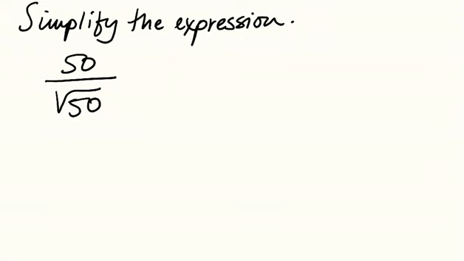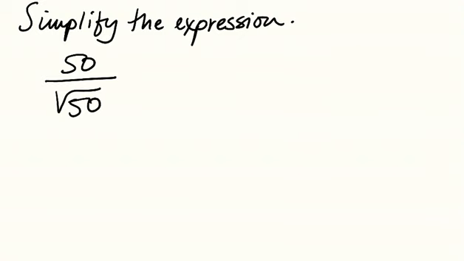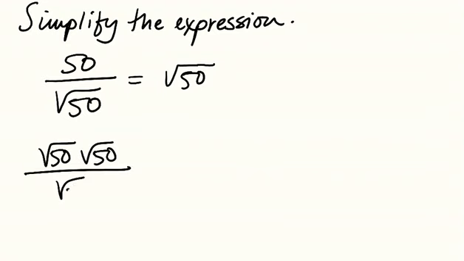50 divided by the square root of 50, well, that's kind of like 9 divided by the square root of 9. And that's 3, right? If you take, say, 25 divided by the square root of 25, you end up with the square root of 25. Because, okay, I'm going to say that this one on the left is the square root of 50. Because you could look at it as 50 is the same as the square root of 50 times the square root of 50. Then you could cancel these factors.